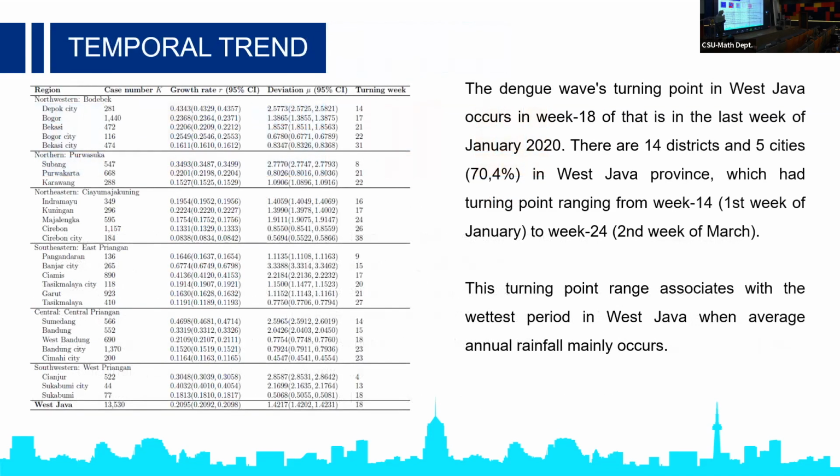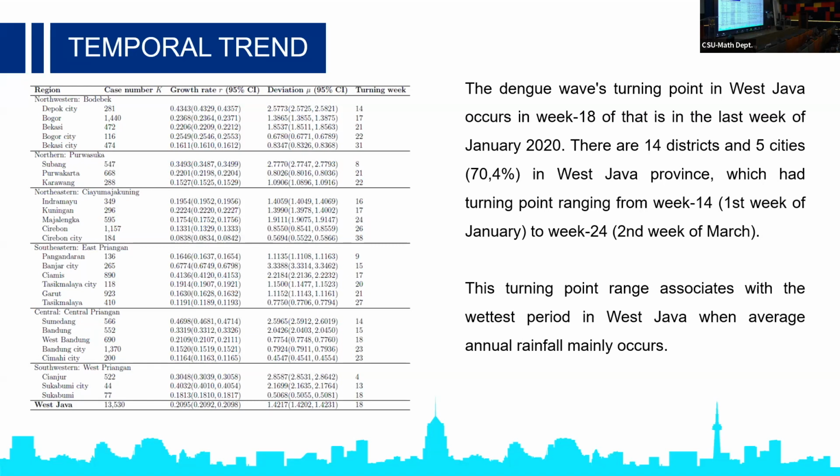And this is our result for all 27 cities and districts. We divide into 6 areas: northwestern, northern, and so on. And then we get the case number, the growth rate, the deviation, and also the T, the turning point. So we can conclude that the dengue wave turning point in West Java occurs around week 18. So we can see the turning week.